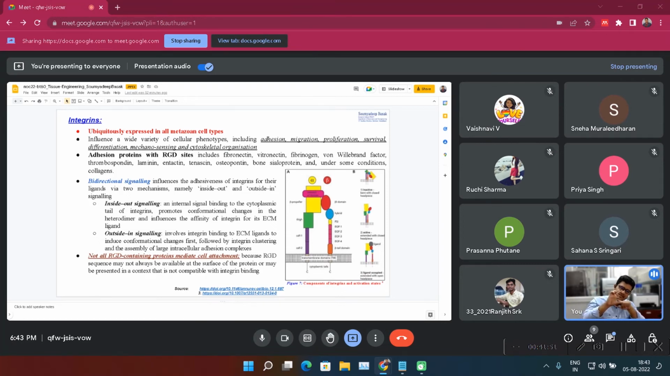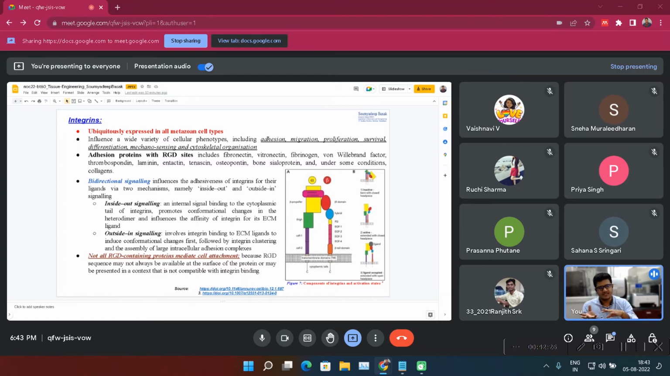So it spans the whole thing. The cell membrane has the outside part, a transmembrane part, and the inside, the cytoplasm. The internal signaling elements bind first with the cytoplasmic part. This is the inside-out signal. So the inside part of the cell is interacted with, and this induces a structural change that activates the integrin, and this integrin then interacts with the binding proteins.